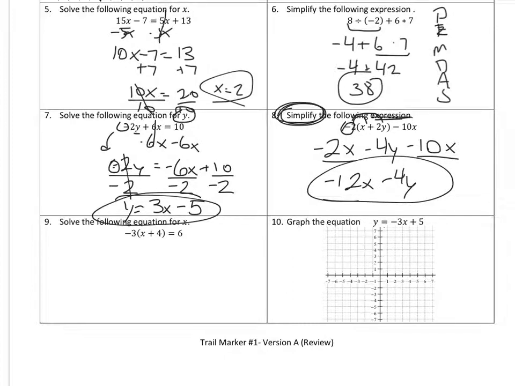Solve the following for x. Well, let's distribute again whenever I see that coefficient out front. So negative 3 times x is negative 3x. And negative 3 times positive 4 is negative 12. Just need to solve for x. So I'm going to add away first. So I get 30, and then I'm going to divide by negative 3.